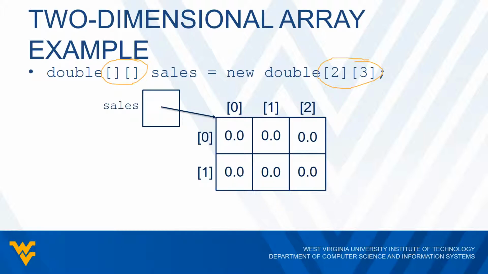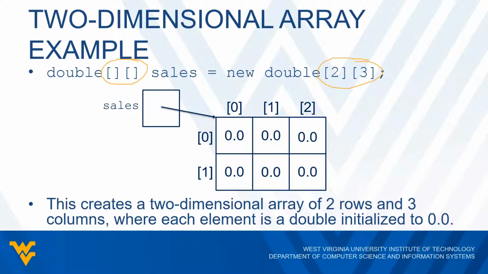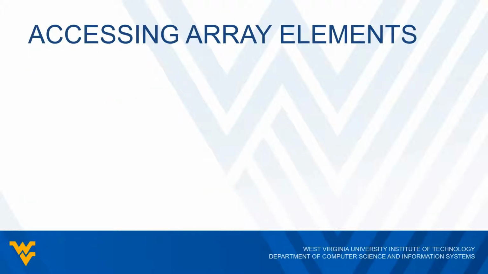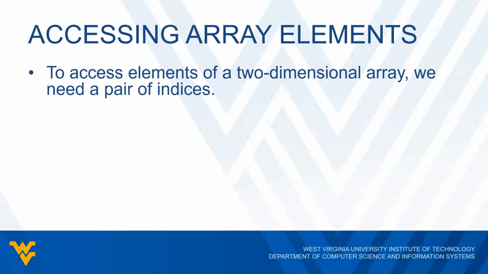So this is the way we can visualize our array in this case. Now instead of looking at it as a one-dimensional array, just one long list, we now have a table that gives us the number of rows and columns. So this does create our two-dimensional array where we have 2 rows and 3 columns. And since we are dealing with a double array, just like with one-dimensional arrays, all the values in here would be initialized to 0.0.